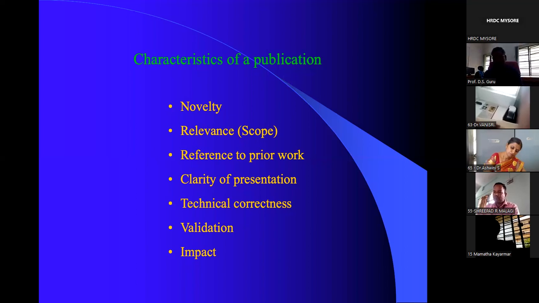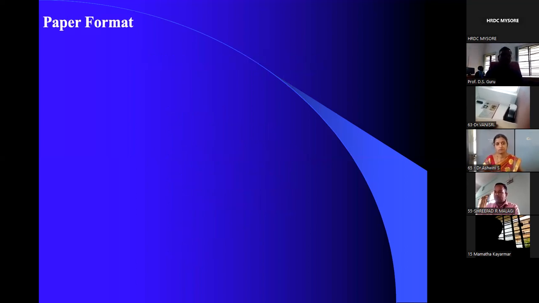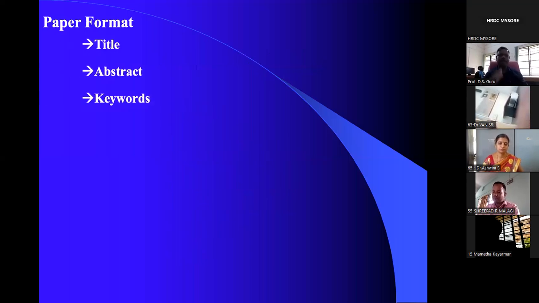Clarity of presentation, technical correctness, linguistic quality I'm looking at sometimes, and then how did you validate and justify? If your justification is extraordinarily good, the tendency that your paper gets accepted is very high. These are the 7 characteristics that we look at. So if I look at the paper format, every paper should have a title.